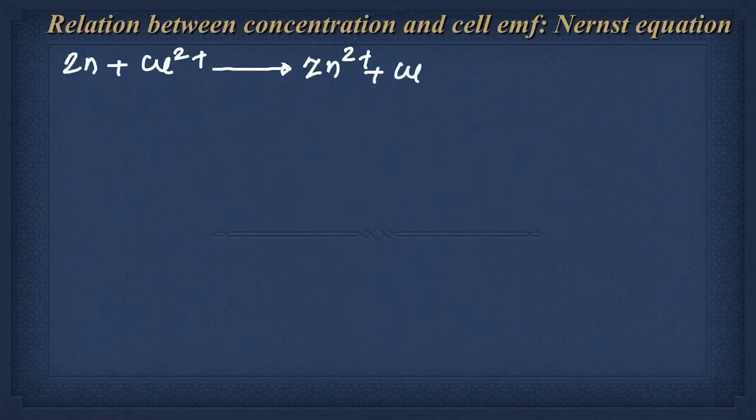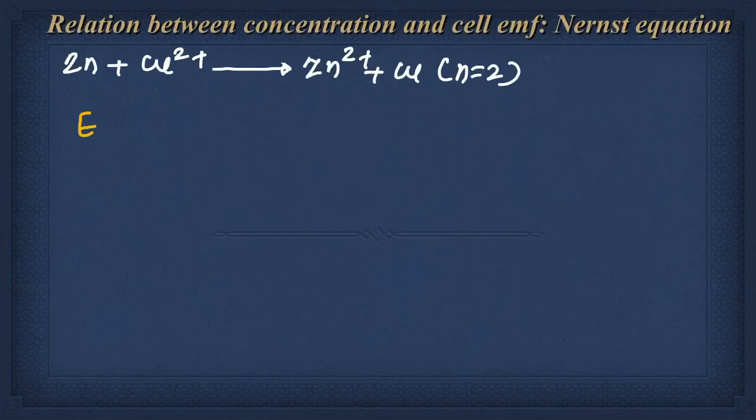So in this reaction we know that the number of electrons involved, n, is equal to 2, because when the zinc gets oxidized there is a loss of 2 electrons, and when the copper gets reduced, the copper accepts these 2 electrons. So the total number of electrons involved in this reaction is 2. So let's try to write the Nernst equation for this reaction.